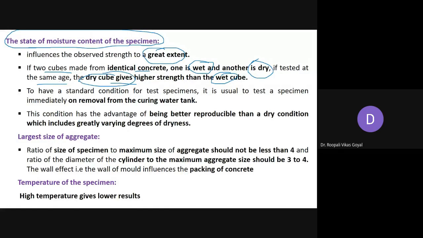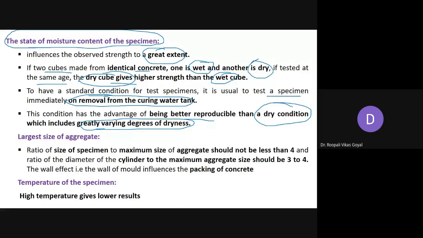So to have a standard condition for test specimens, it is usual to test a specimen immediately on removal from the curing water tank. So as I told you, कि तुरंत आपको क्योरिंग टैंक में से आपके स्पेसिमेन बाहर निकालने हैं और आपको टेस्ट करना है, just to avoid different degrees of dryness. So this condition has the advantage of being better reproducible than a dry condition, which includes greatly varying degrees of dryness. आपको अगर 1 घंटे बाद किया, 2 घंटे बाद किया, so that would be different drying condition. So just to avoid this different drying condition, we should test it immediately.